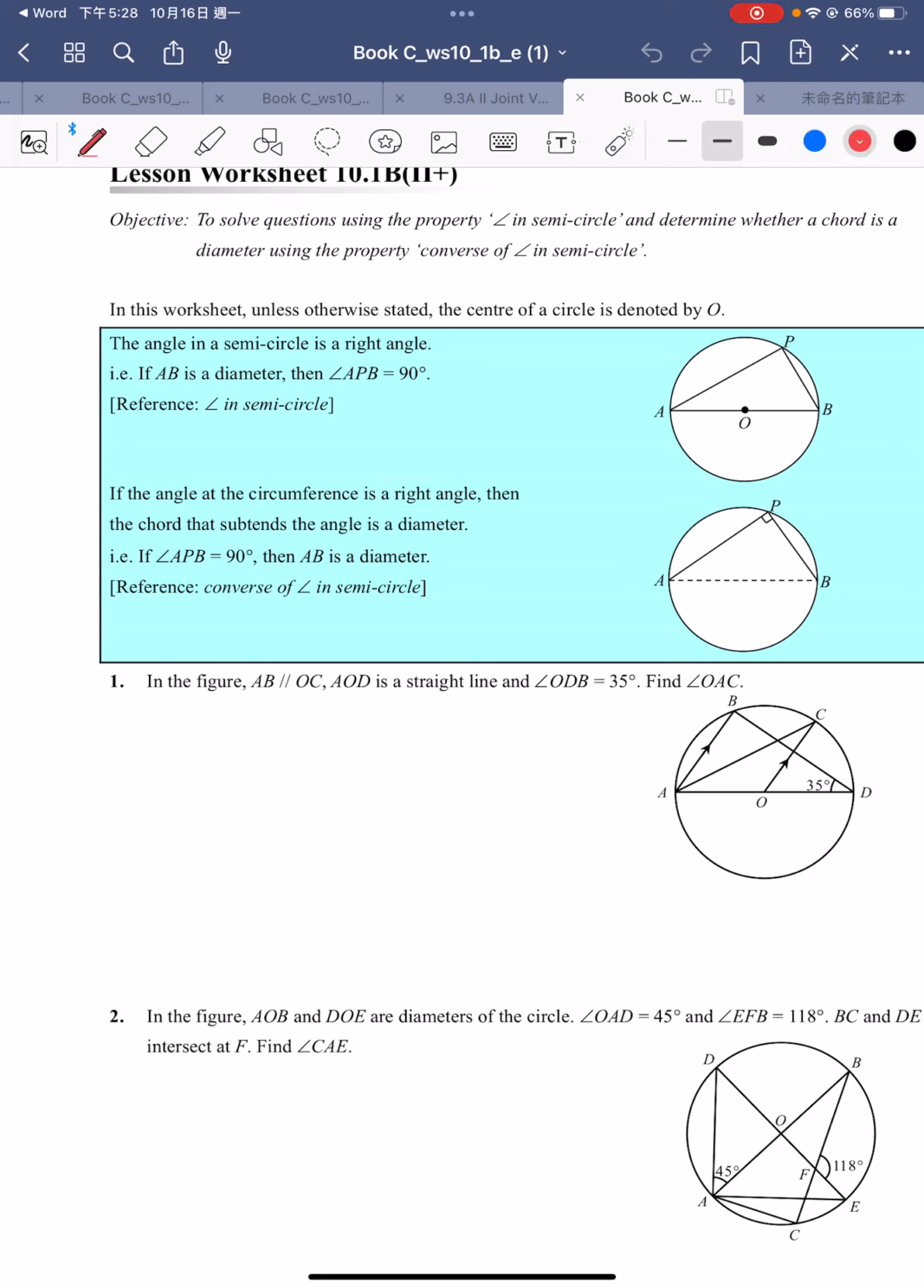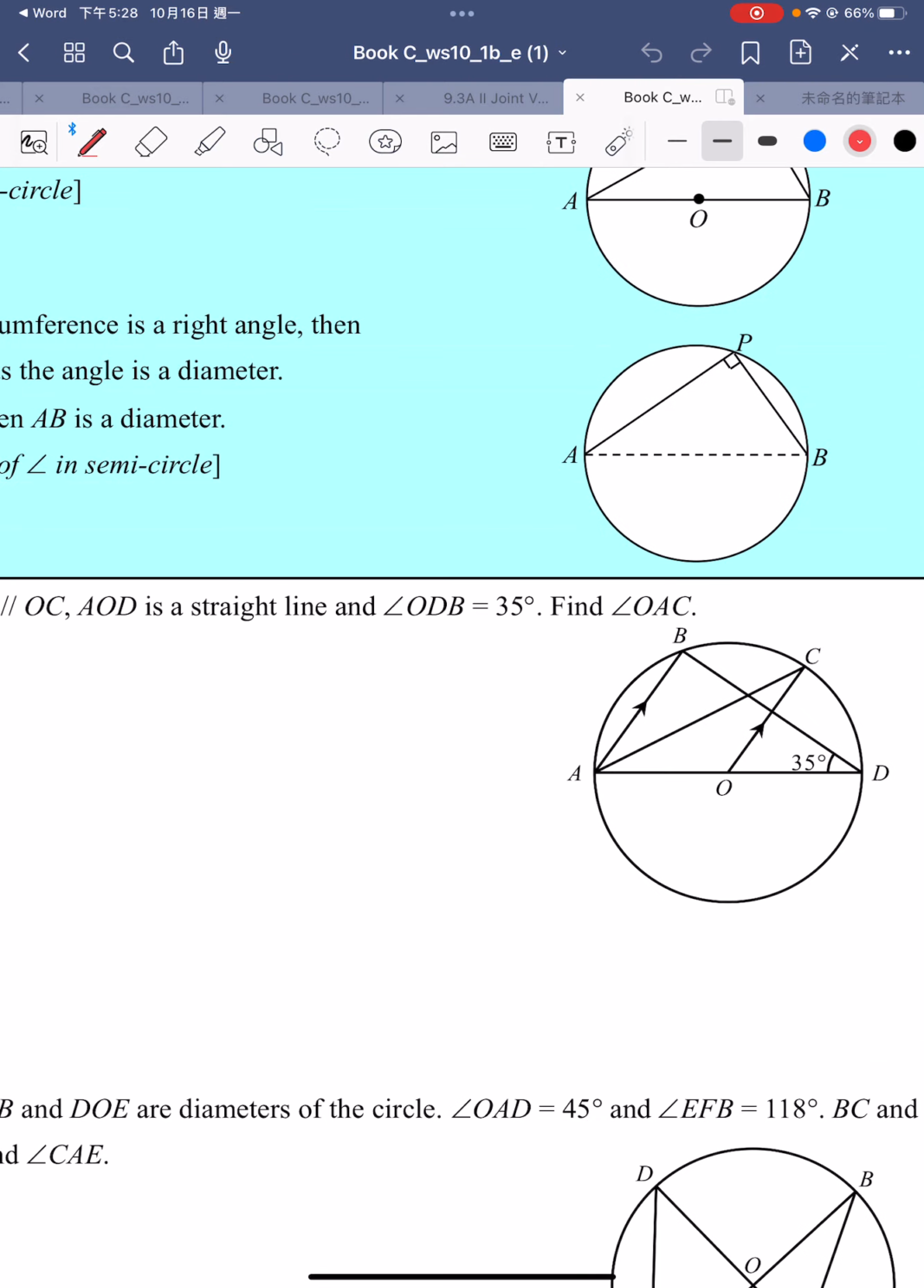First of all, in the figure, we have AB is parallel to OC, and we have angle ODB equal to 35 degrees. What we want to find out is the angle OAC. So OAC is actually here, isn't it? This blue angle is the angle that we want to find out.